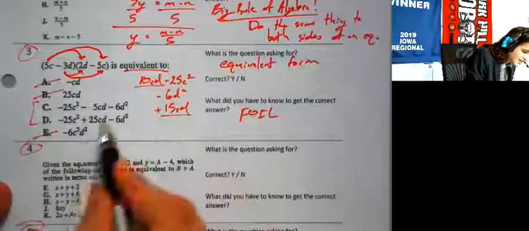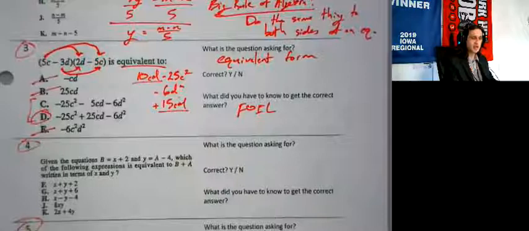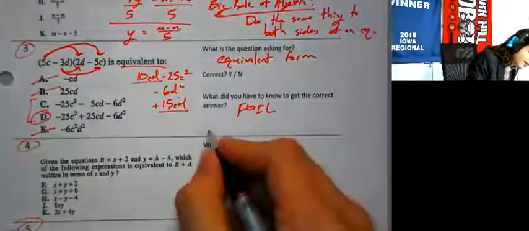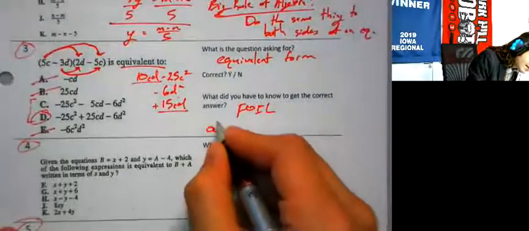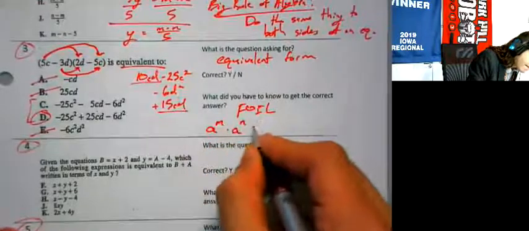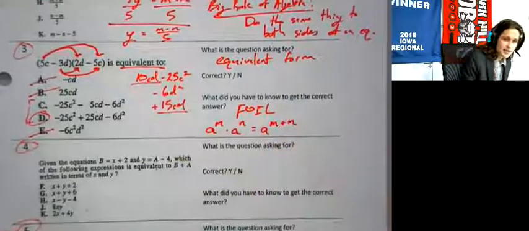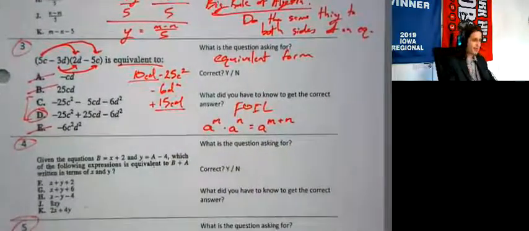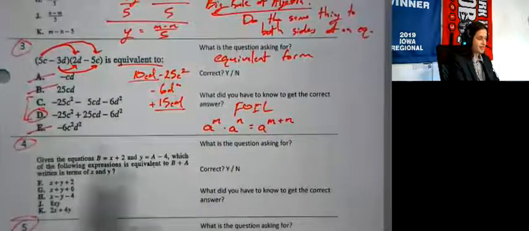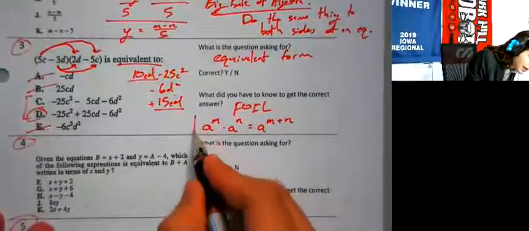10CD plus 15CD is 25CD. Answer is D. There's a property there that we need to know. That property is that a to the m times a to the n is a to the m plus n. What did that come from? When we multiplied the d's together. So that is a property of exponents.